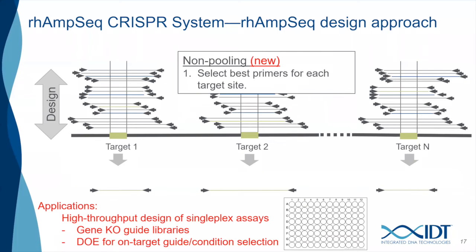Additionally, like I mentioned, there's also the ability to do the non-pooling, where if you're looking at CRISPR gene knockout screens or doing some sort of large DOE type experiment where you're looking at various different HDR controls, you can then have a single primer pair for every associated treatment of your library or your respective HDR experiment that you may be doing.